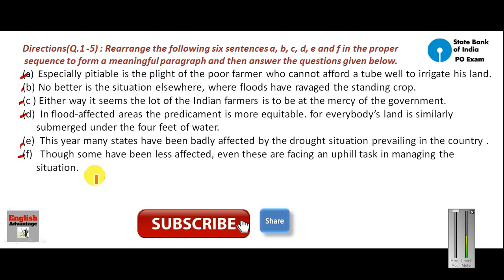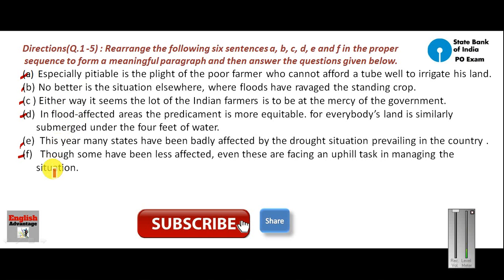You have to figure out which sentence will be the first sentence. In order to do that, you have to eliminate the remaining sentences that cannot be the first sentence. Just see here, "especially" cannot be the first sentence, because if you are saying especially, there should be something before it that is not special, that is general in nature. So that kind of sentence should precede this one. "No better" is again a comparison, and before a comparison there should be some sentence in the positive degree. So in this way also, the paragraph cannot start from here.